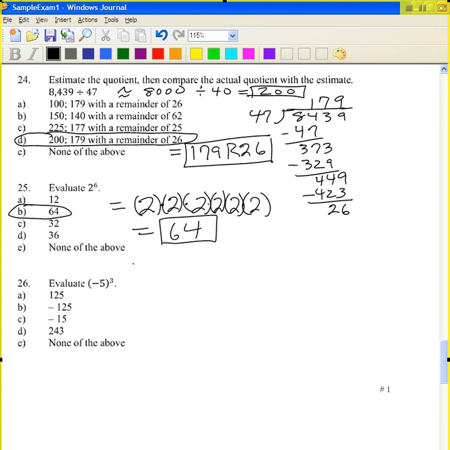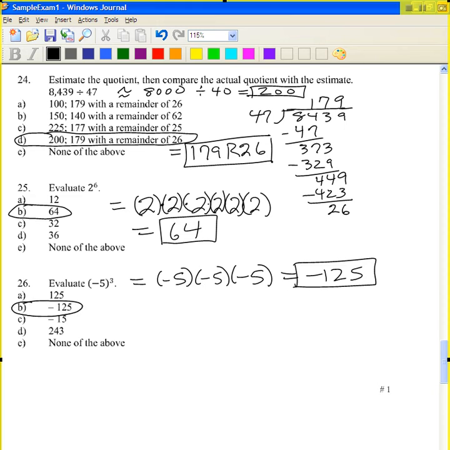26. Negative 5 cubed. Negative 5, negative 5, negative 5. So negative times negative is positive, 5 times 5 is 25, times 5, 125. So the answer is B.